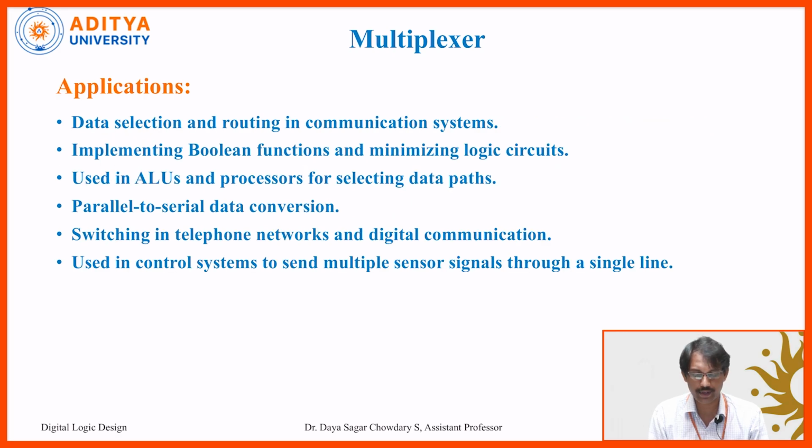Coming to the application part: data selection and routing in communication systems, and implementing Boolean functions and minimizing logic circuits. Used in ALUs and processors for selecting data paths, parallel to serial data conversion, switching in telephone networks and digital communication. Used in control systems to send multiple sensor signals through a single line. So these are all the applications where we are using these multiplexers at present.